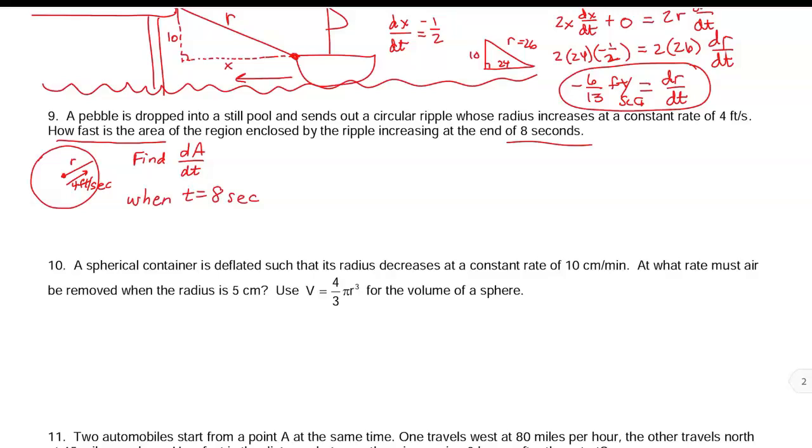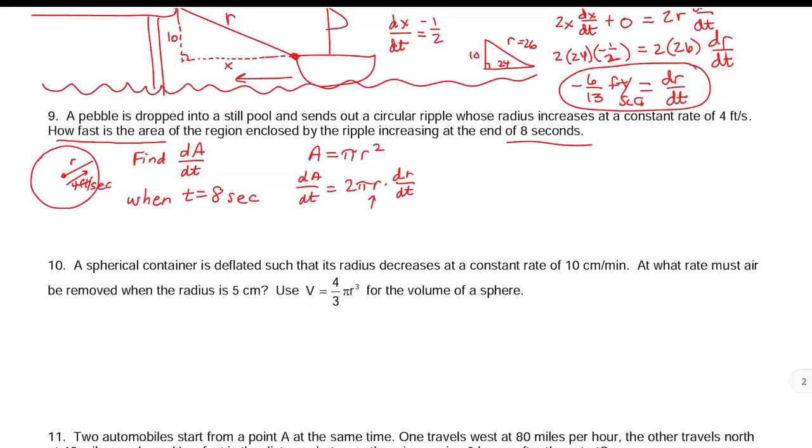So we're talking about the area of a circle. So you need to know the formula for that on your own. A equals pi r squared. Take the derivative: dA/dt equals 2 pi r times dr/dt. We have three unknowns. We're trying to find dA/dt. We have dr/dt, that's 4 feet per second, but we need an r.